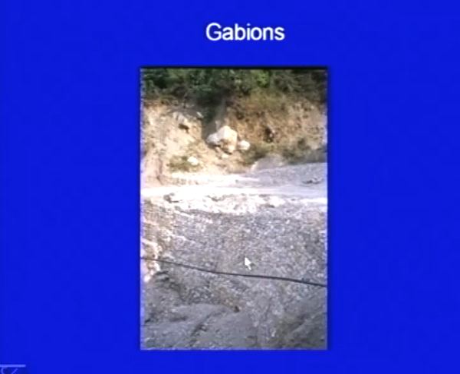These are the gabions. Gabions are constructed of broken boulders, rock pieces and stones, and these gabions are kept one above the other, and here is the slope which is being stabilized using these gabions. So, this is another technique which can be used for natural slopes.